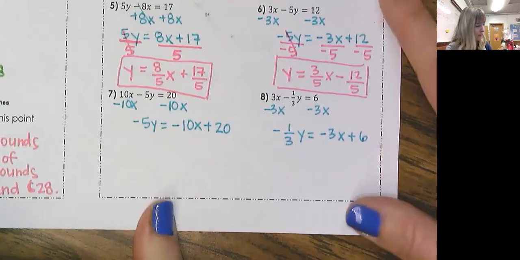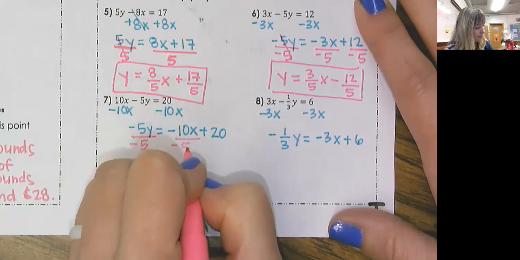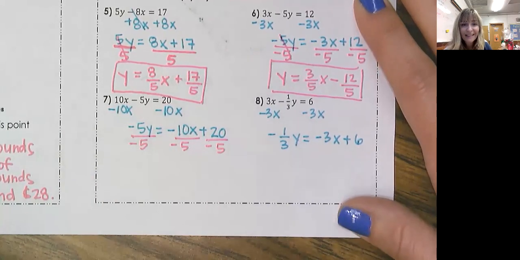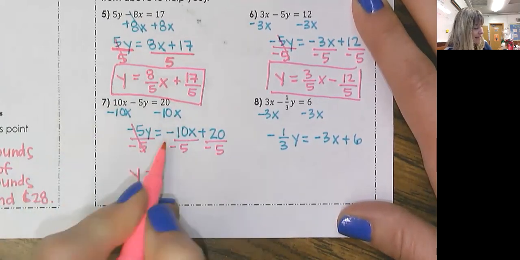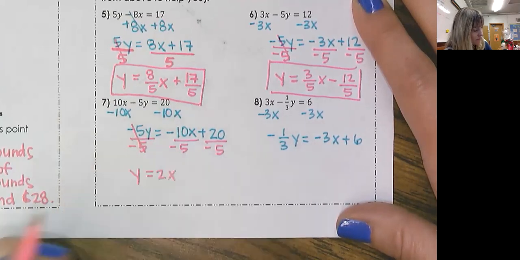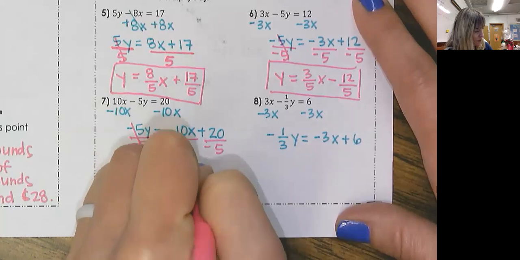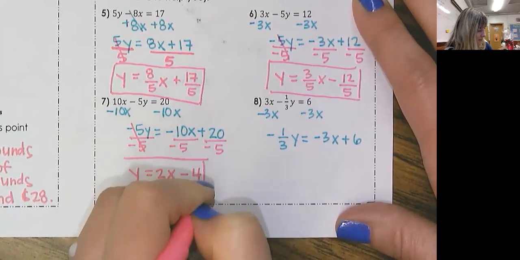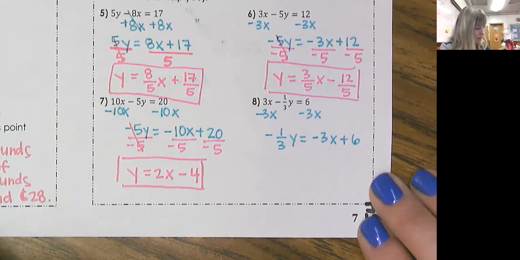Okay, let's finish these up with the promise that you're going to get a lot more practice on this over the next couple of days. Look, I just divided everything by negative 5 so that I could solve for y. Watch this. Negative 10 divided by negative 5 is positive 2x. 20 divided by negative 5 is negative 4. That one doesn't even have any fractions left. There it is, y equals mx plus b. Solving for y gets you y equals mx plus b.